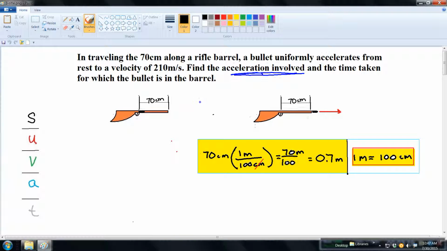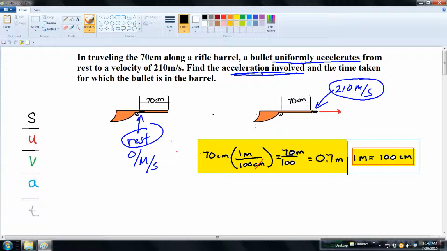So first of all, we want to make sure we're dealing with a kinematic problem. Well, we've got a bullet that's traveling in a uniform acceleration from rest, so it's sitting here at the beginning of the barrel at rest, and right at the moment it leaves the end of the barrel, it's got a velocity of 210 meters per second. So we've got 0 meters per second here, and we've got 210 at the end of the barrel there. So we've got 2 bits of information. We've got uniform acceleration, and we also have a displacement of that bullet.